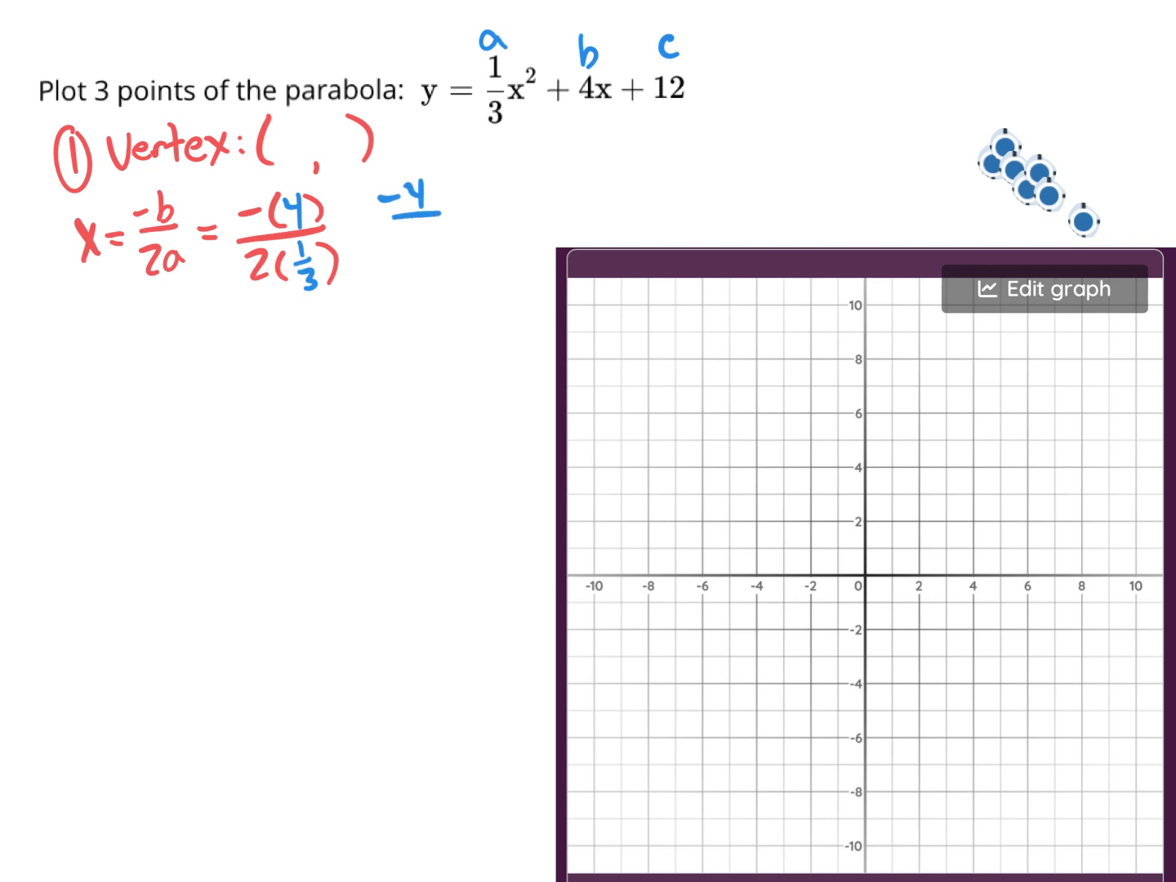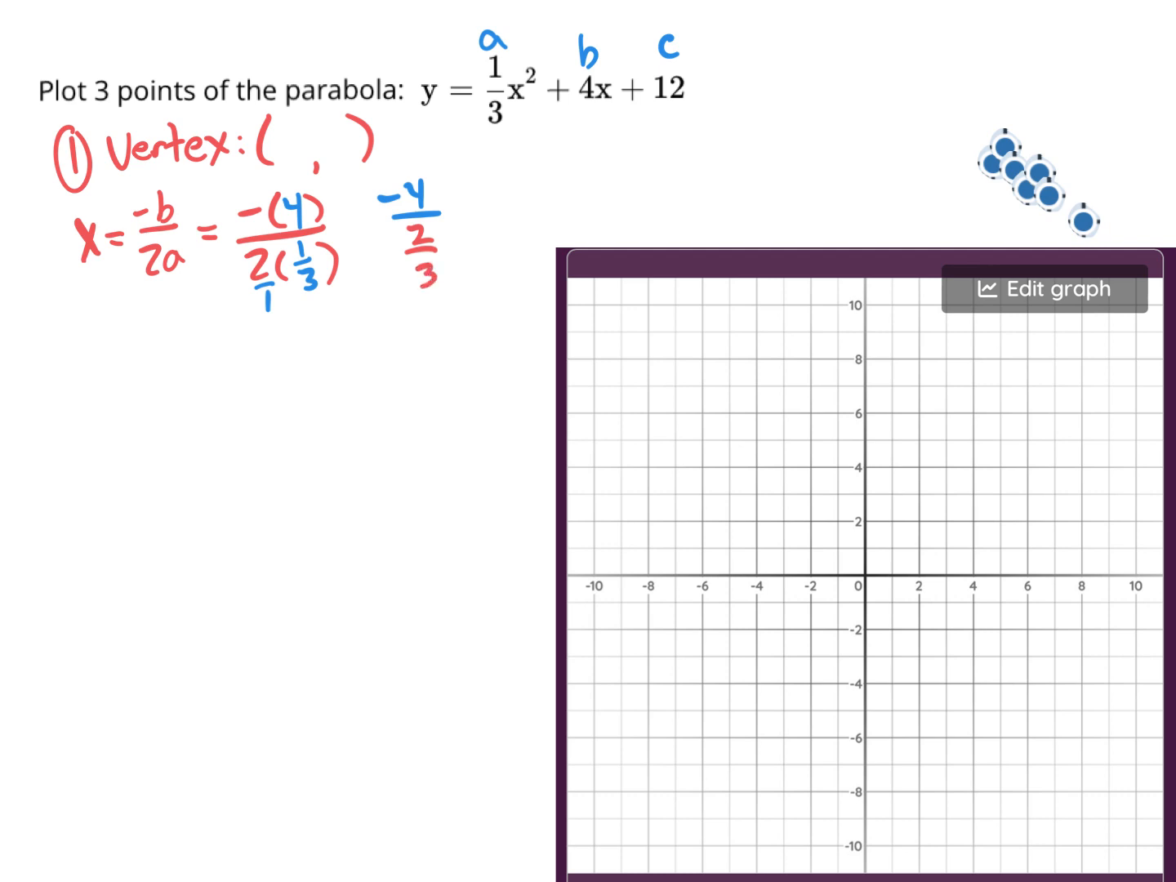And I hope we remember that when you multiply a number times a fraction, you could put that number over a 1. That way it looks like a fraction. And when you multiply it with another fraction, you just multiply the top with the top and the bottom with the bottom. So 2 times 1 is 2. You're going to have a 2 up here. And then on the bottom, 1 times 3 is 3.